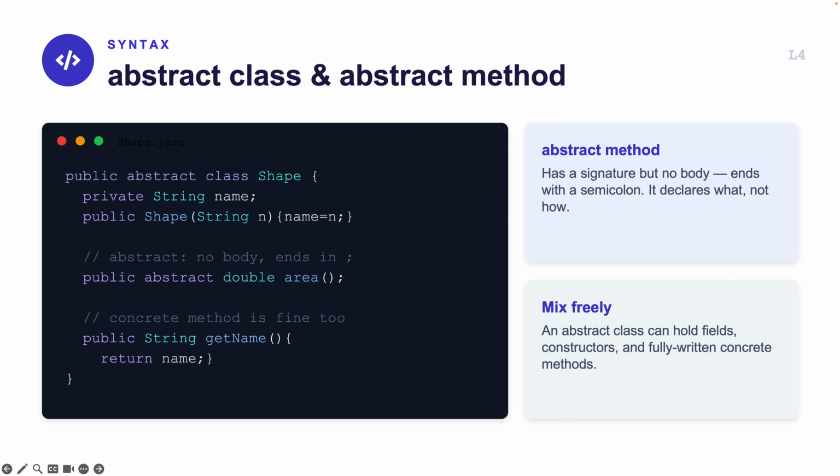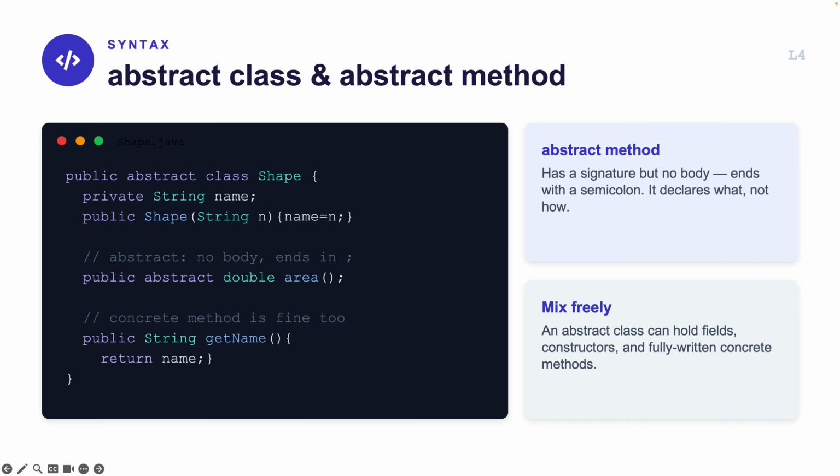Alright, let's look at the syntax, because there are two pieces. First, you make the class itself with the keyword abstract. Second, inside it, you can declare abstract methods, which have a signature but no body, just a semicolon where the curly braces would be. In the example, Shape is abstract and declares an abstract area method with no implementation.